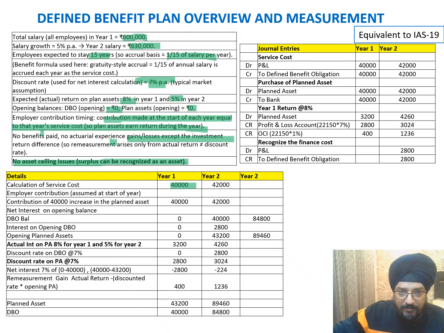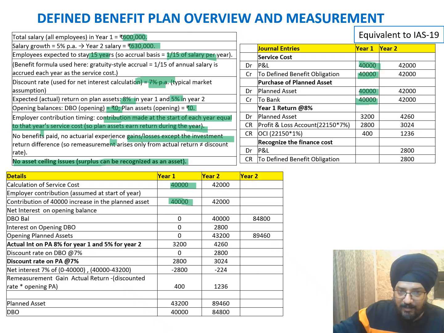Employers start contributing at the start of the year, so assuming the entire 40,000 would be invested in the plan assets, the amount invested in the plan assets is 40,000. Now, if we look at the entries here, in the first year we have debited the P&L with 40,000, which is the service cost, and credited the defined benefit obligation with 40,000. At the same time, we have created an entry to purchase an asset, 40,000, and credited the bank. Which means we have created a liability, and at the same time, we have purchased an asset.